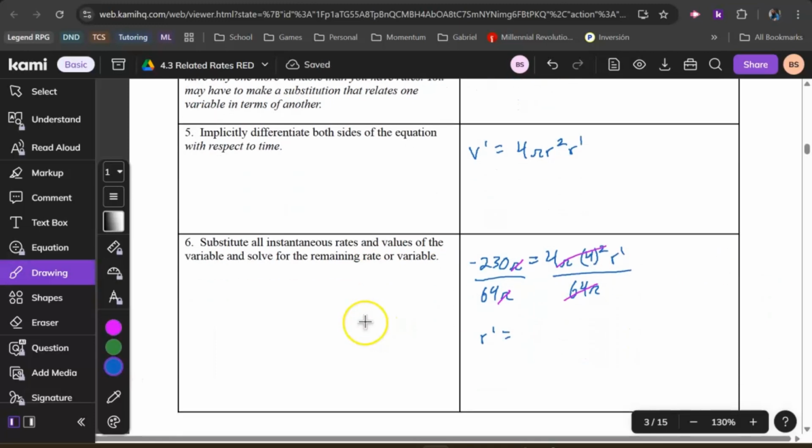And let's go ahead and start reducing that. So we can get negative 115 over 32. Can't reduce that by 2 or 3 or 4 or 5 or 6 or 7 or 8. I don't know if we can reduce that, so let's just leave it. And of course, that would be in centimeters per minute, as we said earlier.